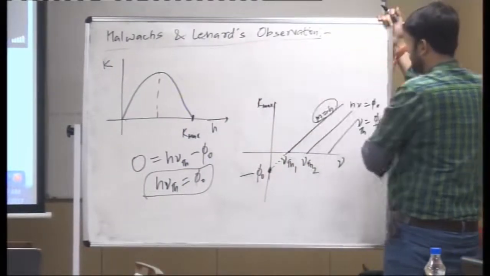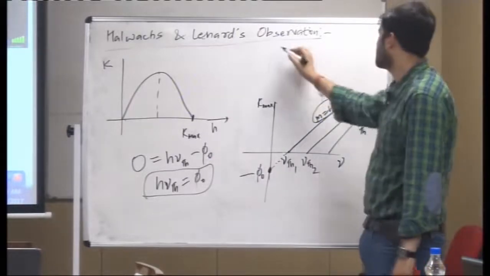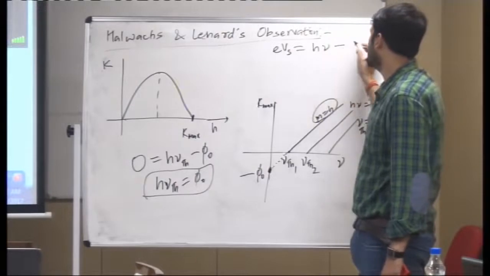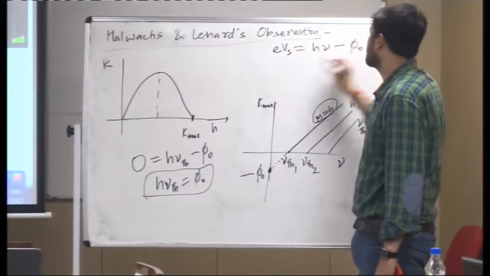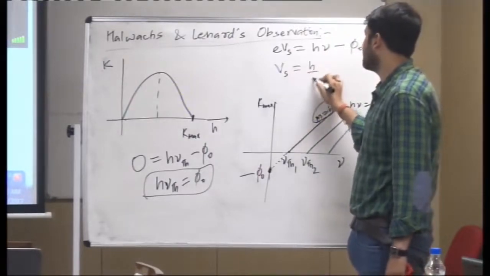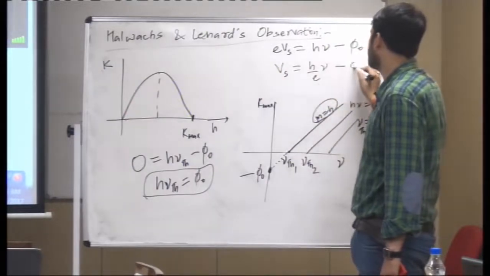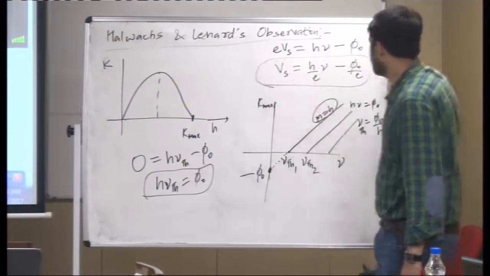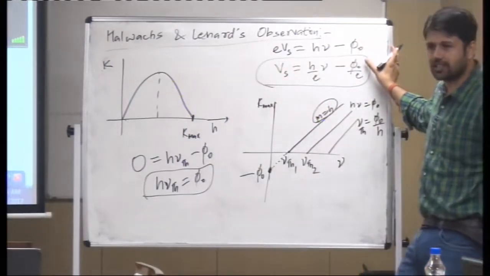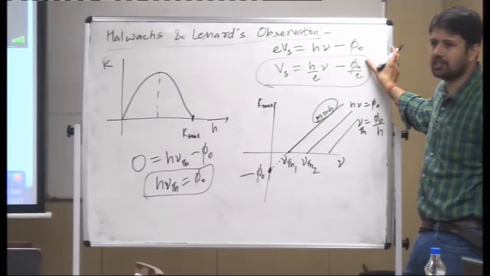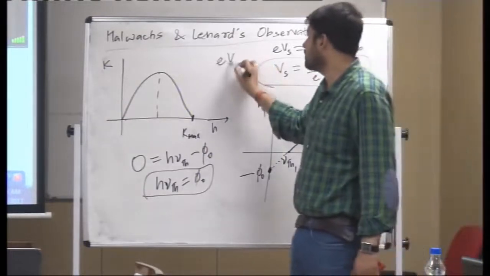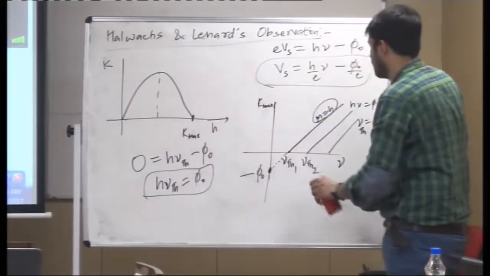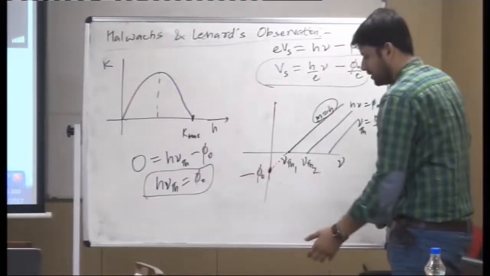Now another format. This was eVs equal to h nu minus phi naught. Vs is equal to h by e nu minus phi naught by e. Mostly the work function is given in electron volts. So electron volt by electron would actually give you a quantity in volts, right? Just for your understanding.